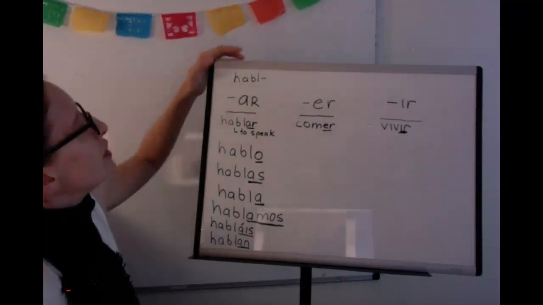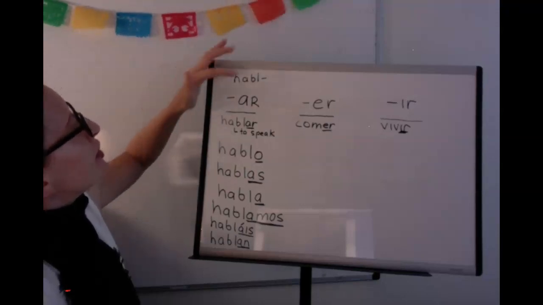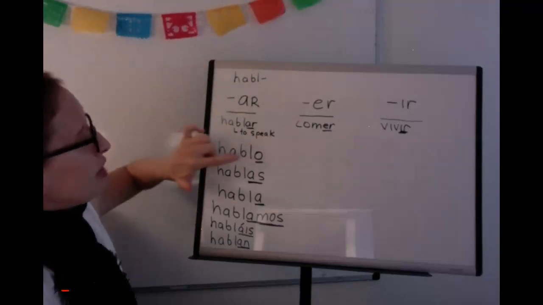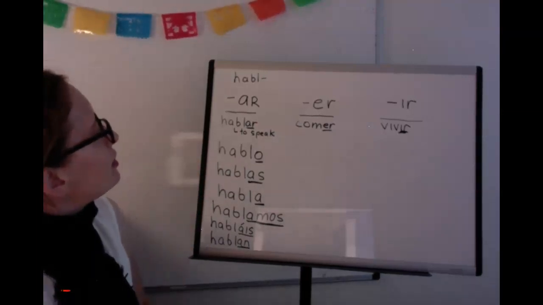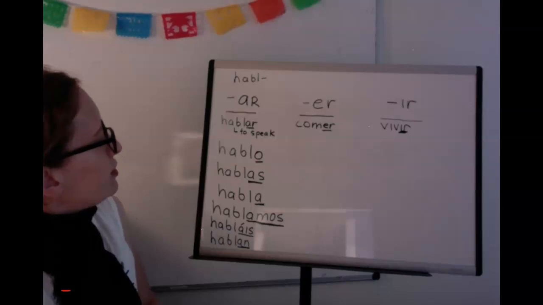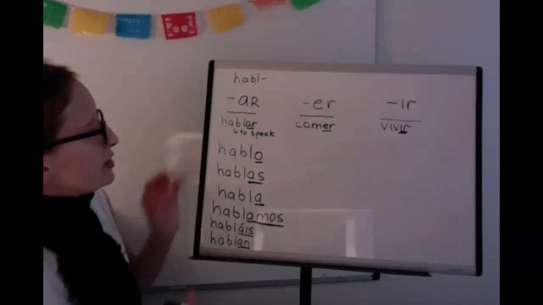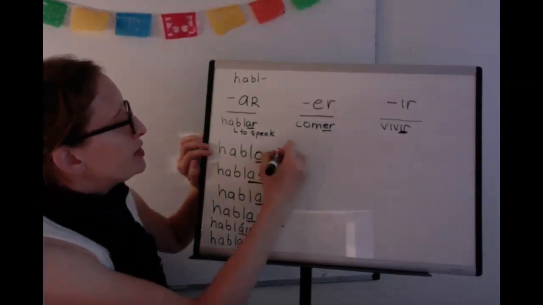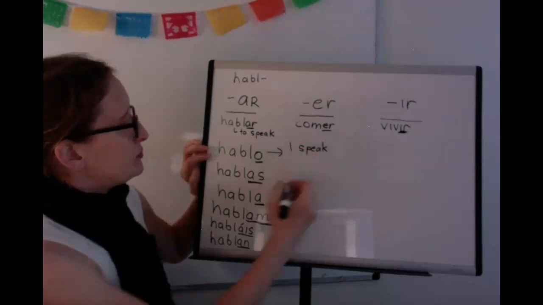And you'll need to know that, what do I do with hablar to conjugate it? I have to take off the AR ending and add these endings. Now, let's get a little bit more in depth here. We said hablo means I speak, and that is correct.